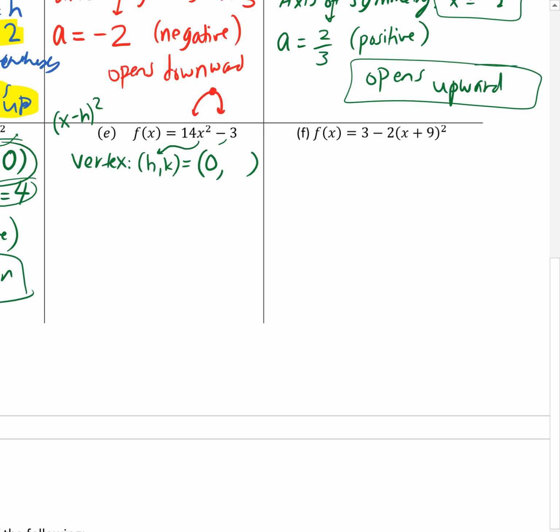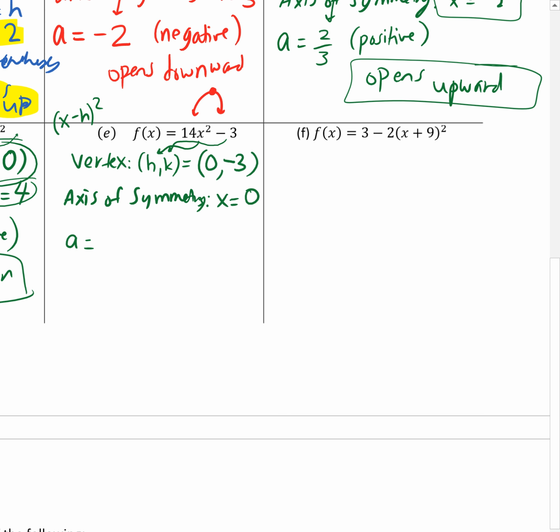But then k is -3. You see that's something adding or subtracting at the end. And remember, k, you do not change the sign, it stays the same. And then we have the axis of symmetry. That's going to be x equals, the x value of the vertex was 0 this time.